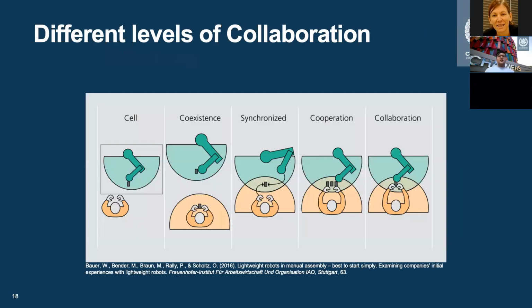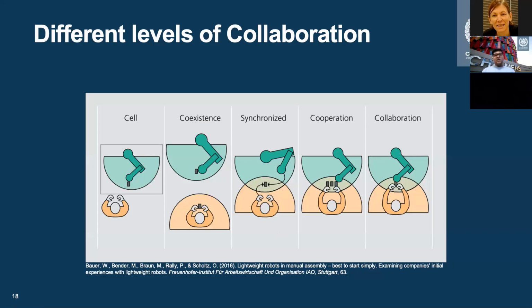Now, coming back to why system thinking, or why we need to have an integrated approach. Here we have 5 different levels of collaboration. The cell is the traditional caged-off robot. Coexistence is the most common application right now, where the human and robot work alongside each other. Synchronized is where the robot and human work on the same piece, but in a synchronized way. In cooperation, the workspace is shared by both humans and robots, but the task is not performed simultaneously at the same location. So we are not actively working on the same product, but in the full collaboration mode, the robot and the humans are working together on the same workpiece.